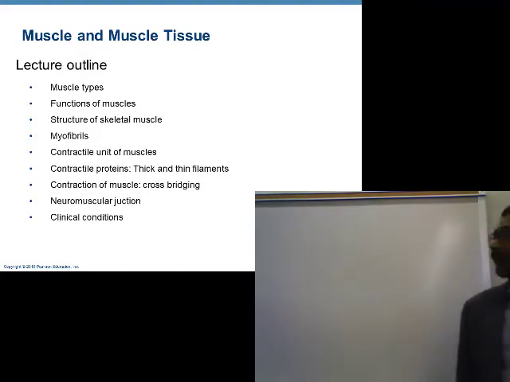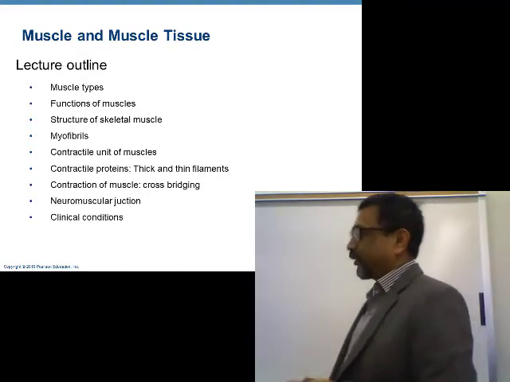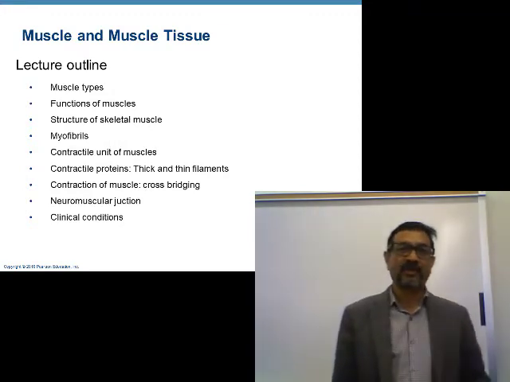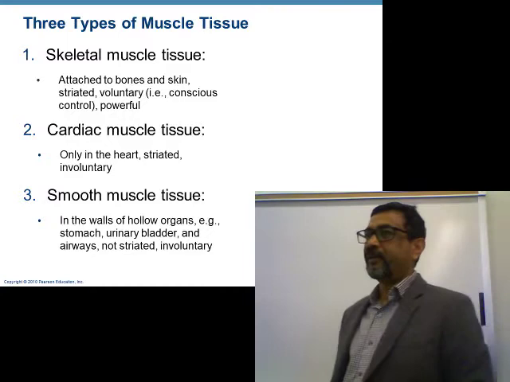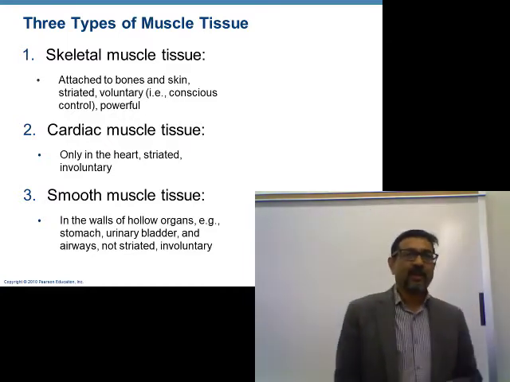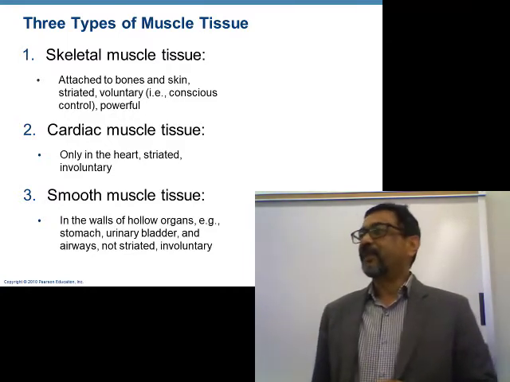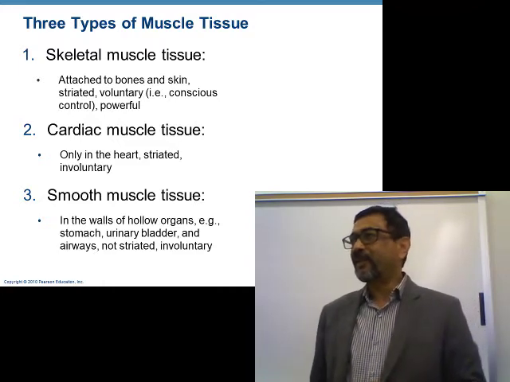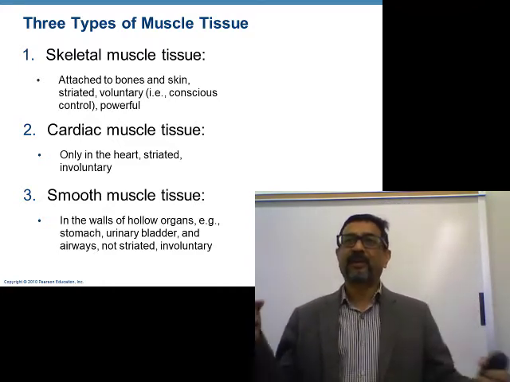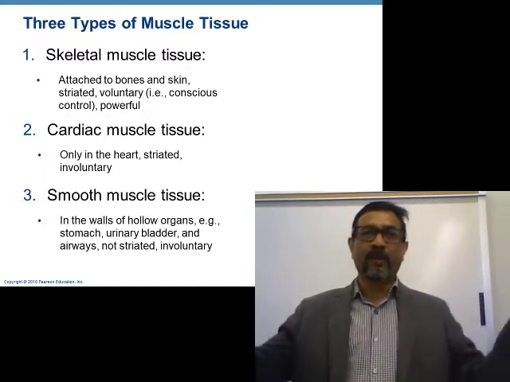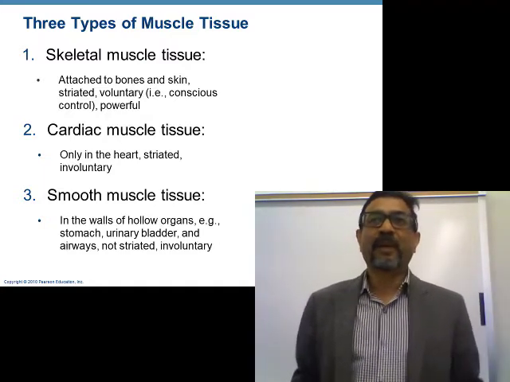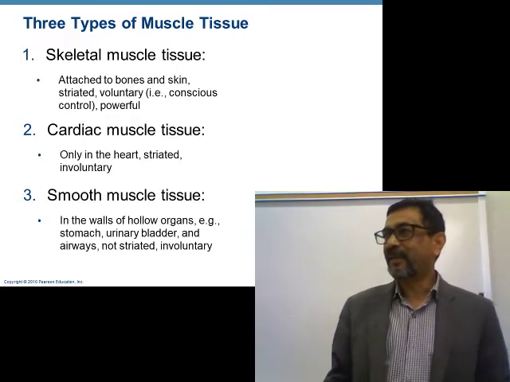So, first, you know that there are three types of muscle tissues present in the human body: skeletal muscle tissue, cardiac muscle tissue, and smooth muscle tissue. Only skeletal is voluntary. That means you can control the skeletal muscle contraction. And you all know that you move your body parts, right? By using skeletal muscles, and it is voluntary.